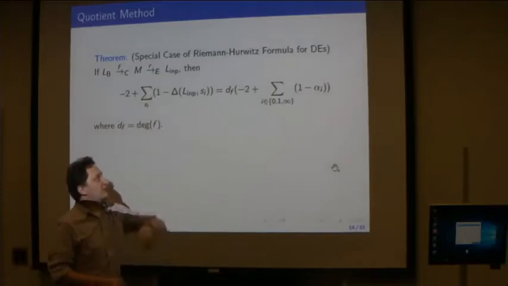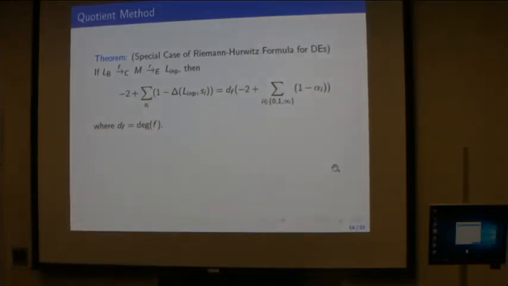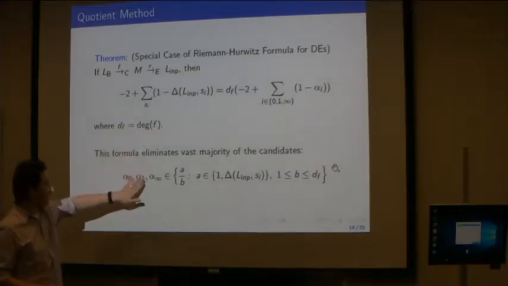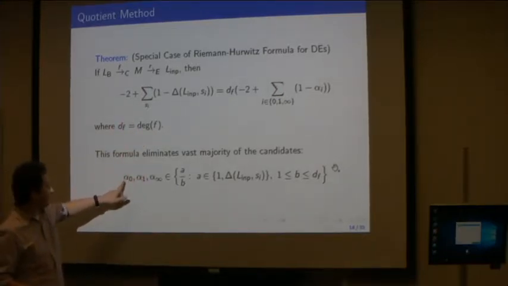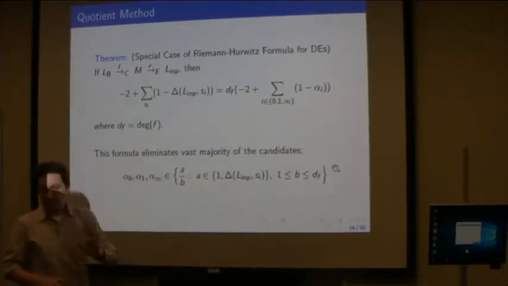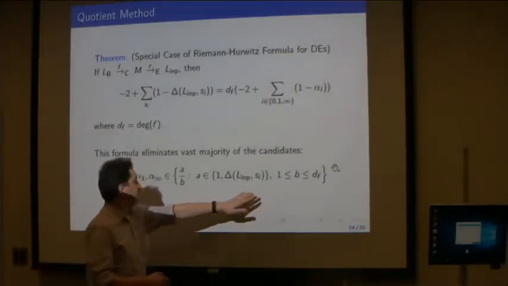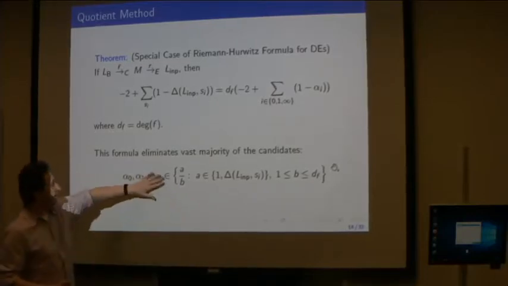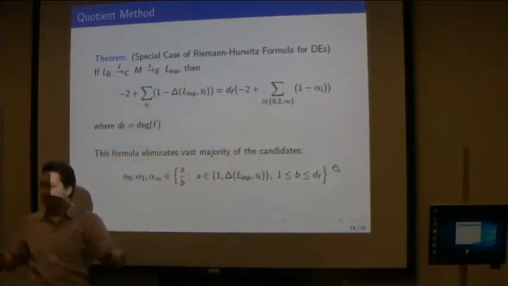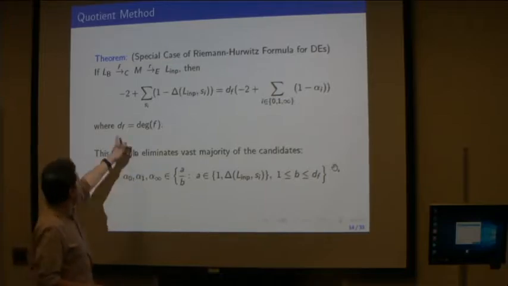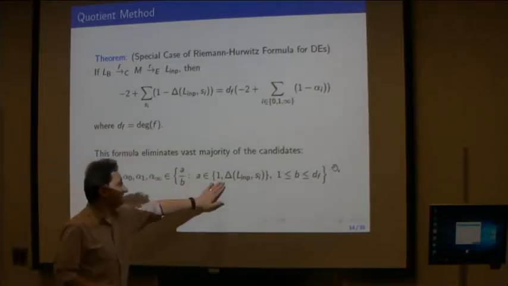So we have this set, and we have this formula. We choose alpha 0, alpha 1, alpha infinity from here. We don't know the degree of f, but we have a degree bound. So we choose a number. We have alpha 0, alpha 1, alpha infinity, and a candidate degree. If they satisfy this formula, then it gives us a candidate Gauss hypergeometric differential operator.